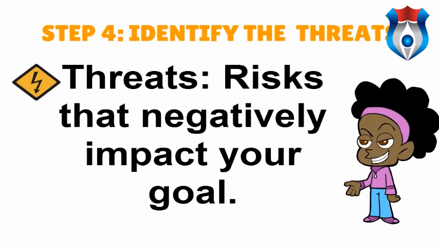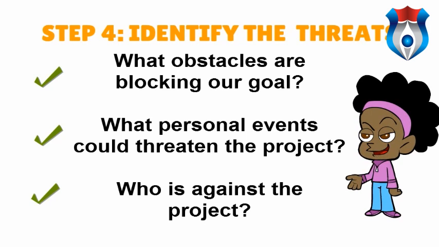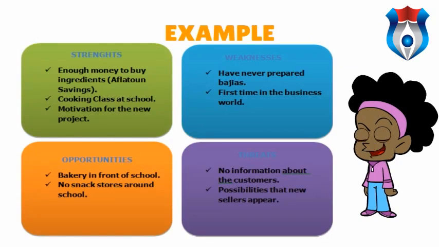Step 4. Identify the threats. Threats are the risks that negatively impact your goal. What obstacles are blocking our goal? What personal events could threaten the project? Who is against the project? Here you have an example.